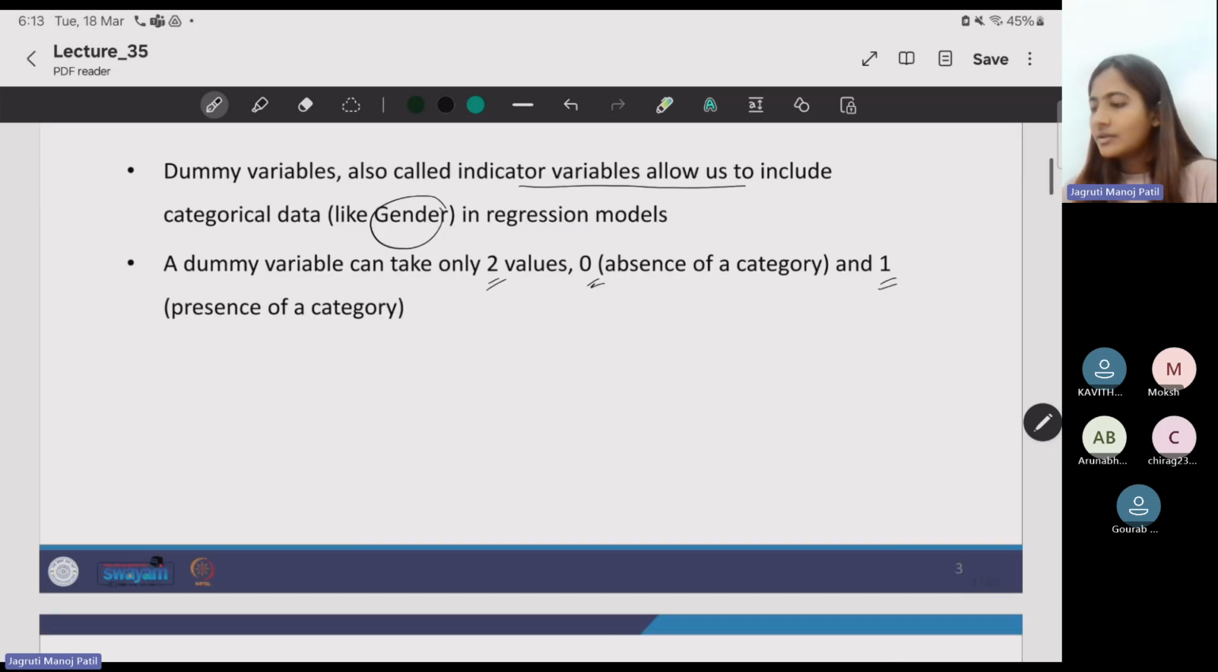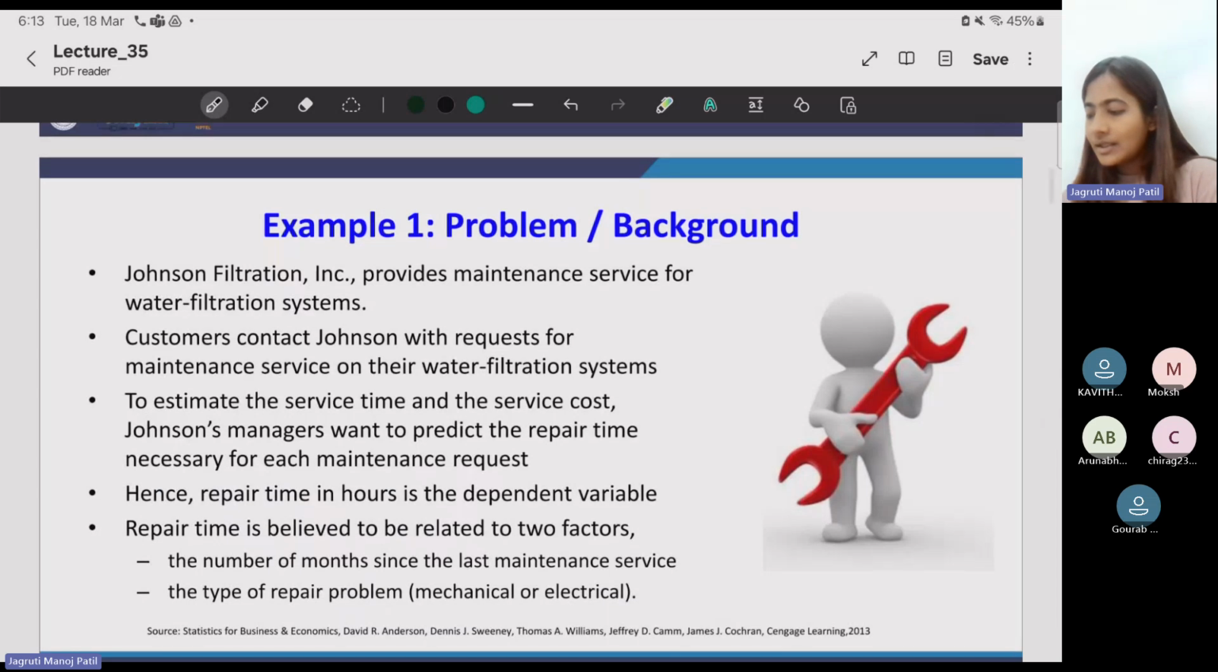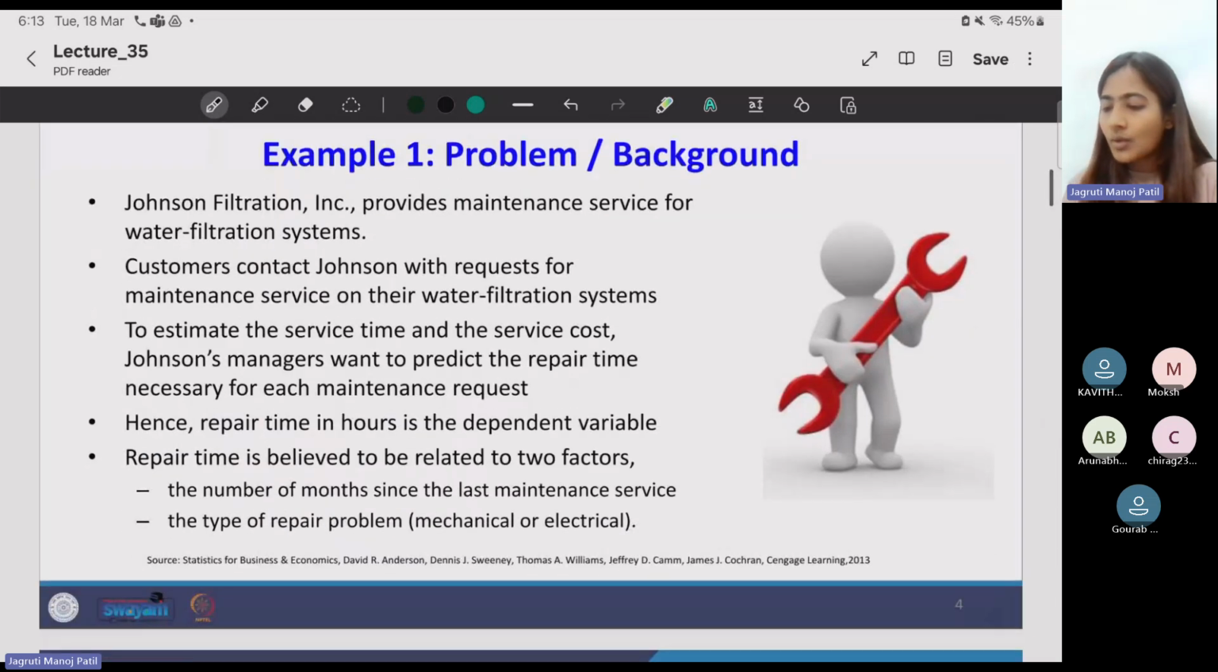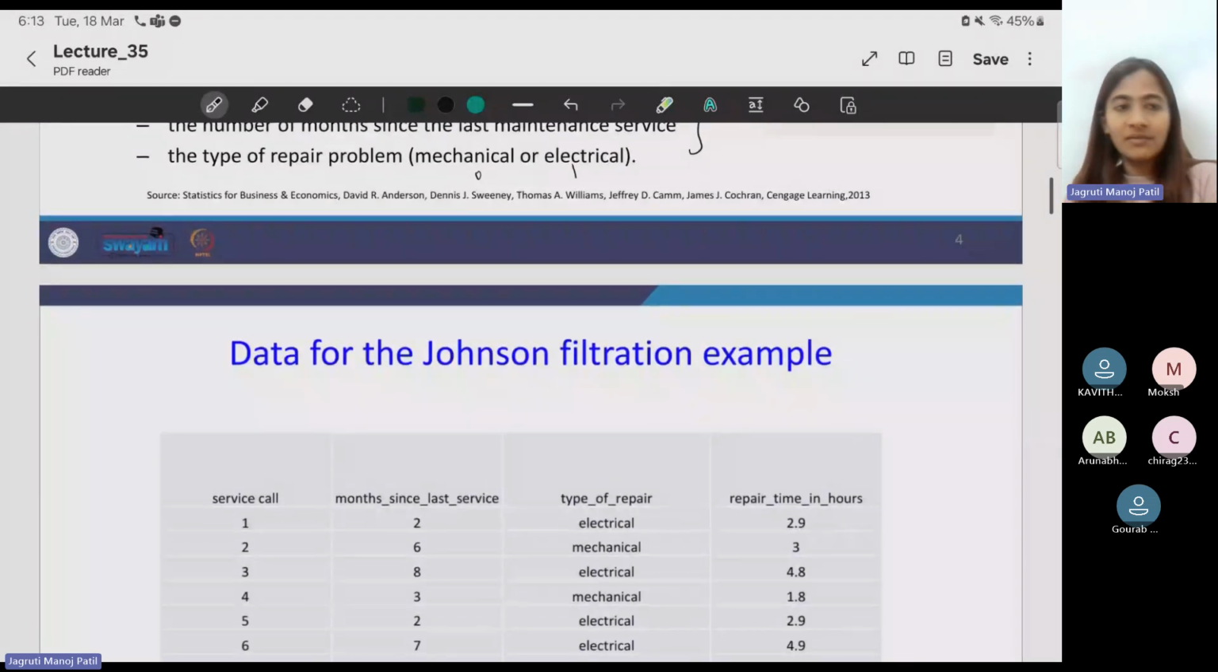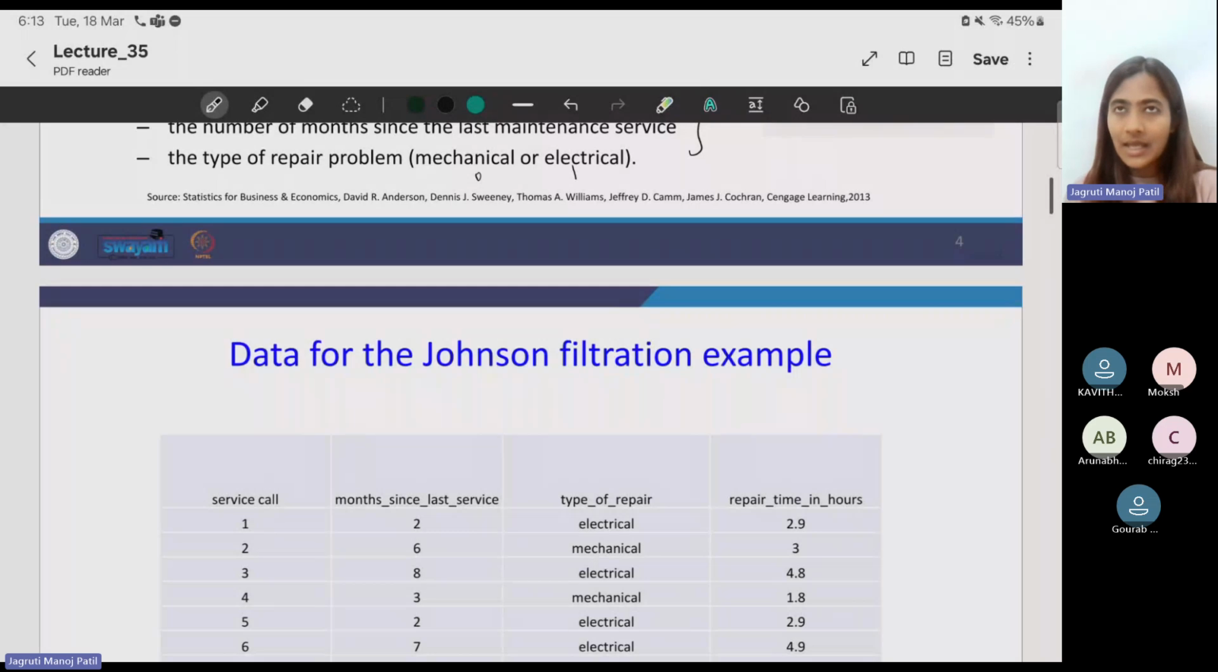There was one such example given over here, and in this particular example the problem was the repair time. This repair time is the dependent variable that we're looking at, and it depends on two independent variables. One is the number of months since the last maintenance service, and the next is the type of the problem, whether it's mechanical or electrical. In our case, we can say that one is 0 and one is 1. So we have two levels here. Based on the number of levels, we will define the dummy variables. If levels are, say, n, then the dummy variables would be n minus 1.